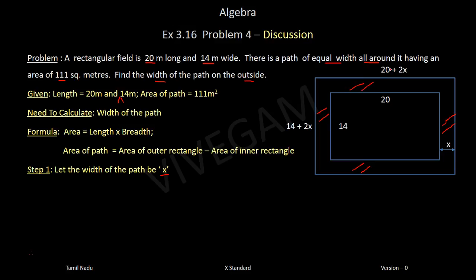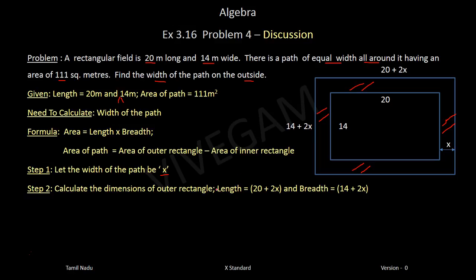And the outer rectangle dimensions, I have already got it for you. So calculate the dimensions of the outer rectangle: the inner rectangle is 20, plus x on both sides. You have equal x on this side and x on this side, right? So it will become 20 plus 2x. The same goes for breadth, 14 plus x on this side and x on this side will become 14 plus 2x.